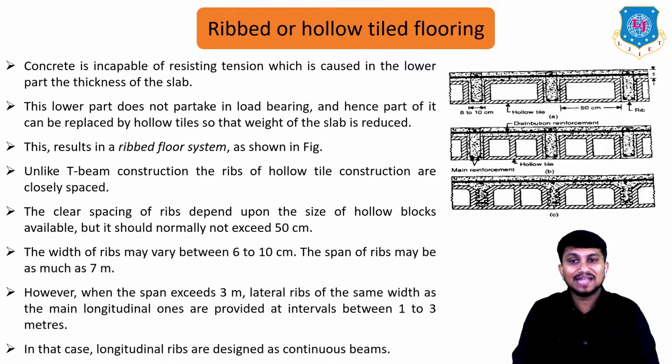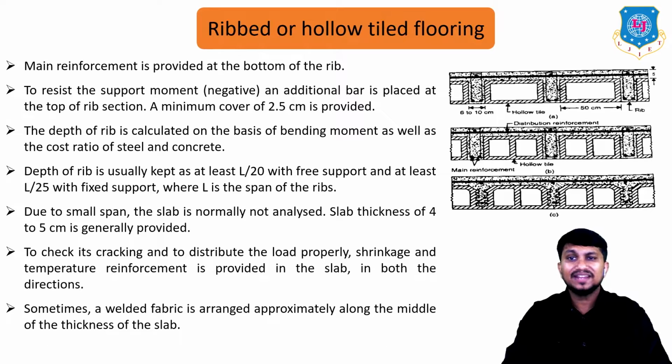However, when the span exceeds 3 meter, lateral ribs of the same width as the main longitudinal ones are provided at intervals between 1 to 3 meters. In that case, longitudinal ribs are designed as continuous beams. Okay. The main reinforcement is provided at the bottom of the rib to resist the support moment or negative moment. An additional bar is placed at top of the rib section. A minimum cover of 2.5 cm is also provided.